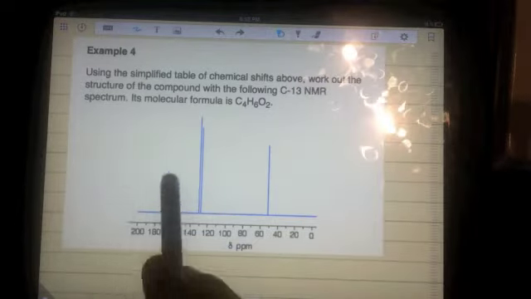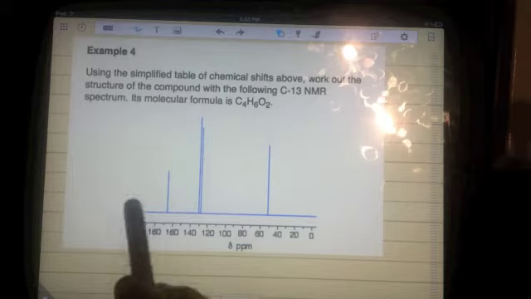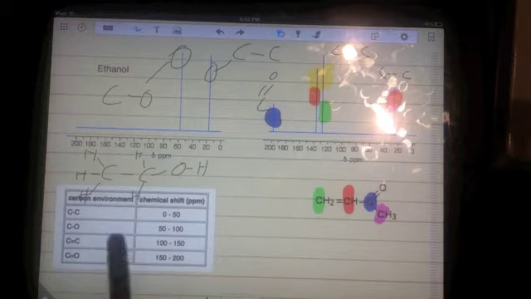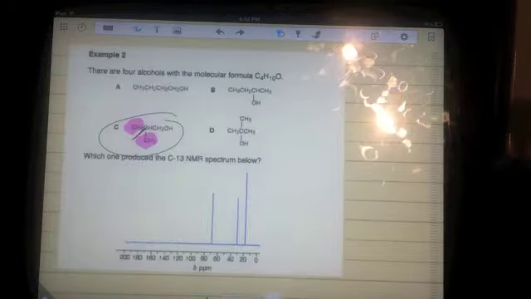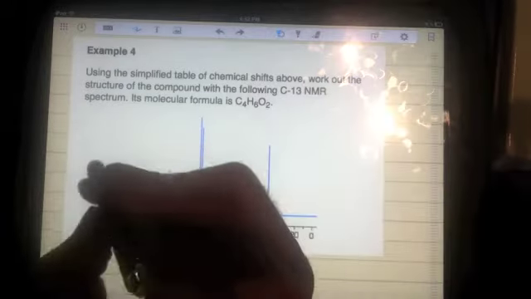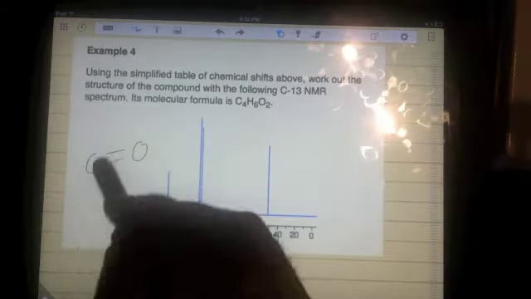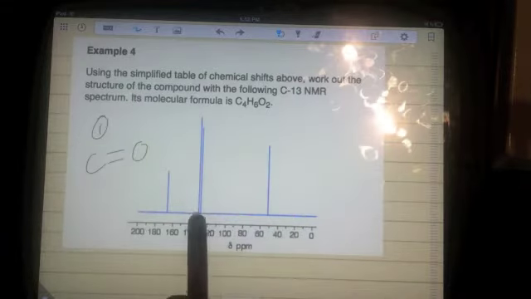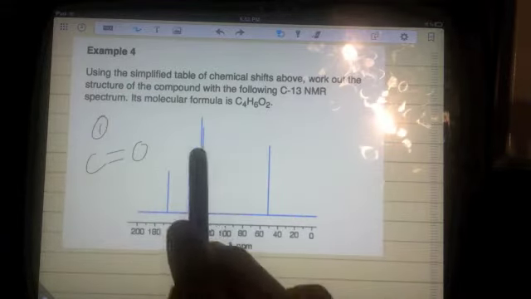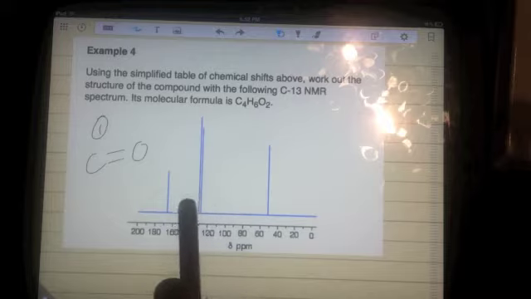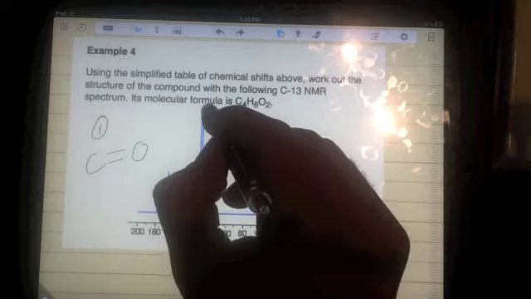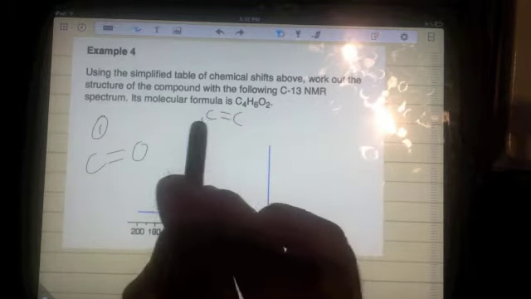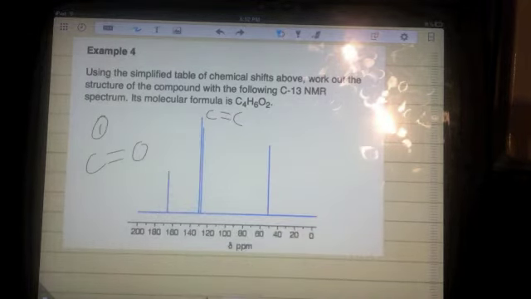We've got one carbon up here, which is very, very high up. It's above 150. And if you go back here and look at what 150 meant, it meant a carbon double bonded to an oxygen. So let's bang in here a carbon double bonded to oxygen. We've got one of those. Within here, we've got 2 carbons which are in a range between 100 and 150. Basically, that means we've got 2 carbons which are going to be double bonded to each other. So that's all right there.